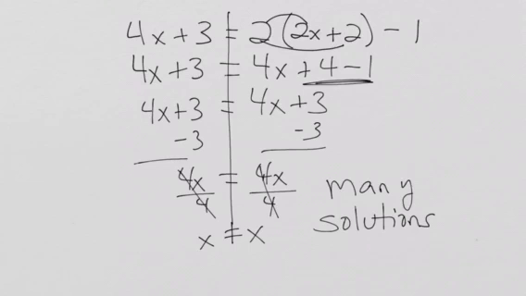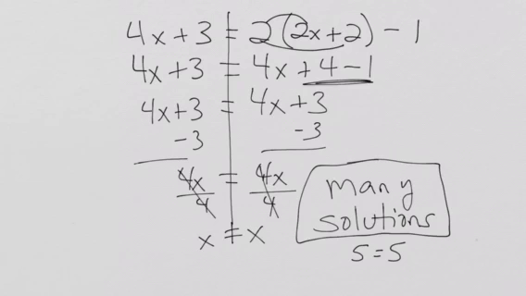Now, sometimes if you work this problem, you might end up with an answer like 5 equals 5. If you do that, it's still many solutions. Okay, so if you get something equals something, and they're both the same thing, that means any solution will work for this problem. So we just write down the answer, many solutions.